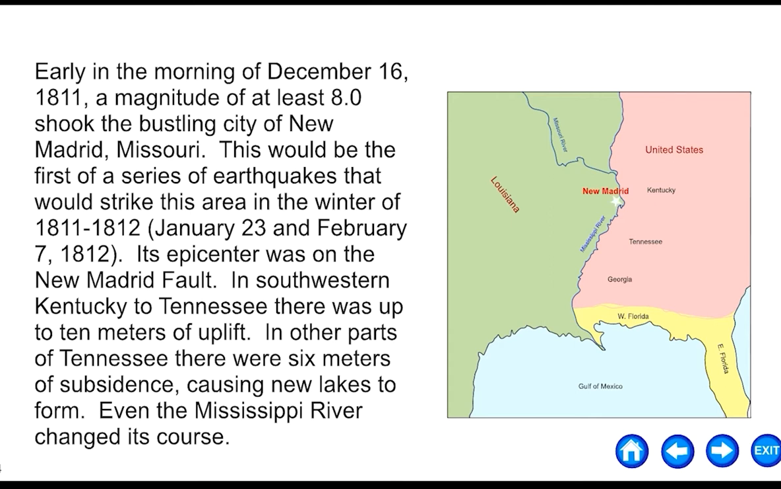In southwestern Kentucky to Tennessee, there was up to 10 meters of uplift. In other parts of Tennessee, there was 6 meters of subsidence, causing new lakes to form. Even the Mississippi River changed its course.